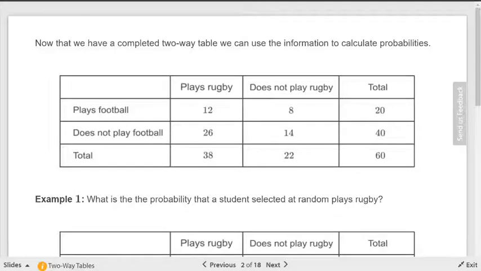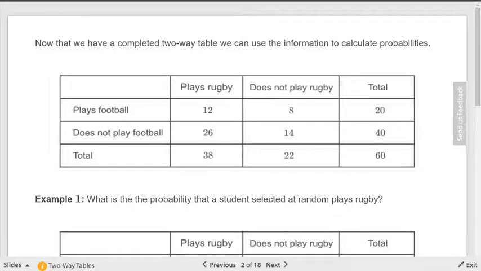Now we need to be careful, right? And know if we're talking about the entire population of students, in which case they won't say a specific person or a specific thing, or if we're just using part of the table. So keep that in mind as we go. This one says, what is the probability that a student selected at random plays rugby?